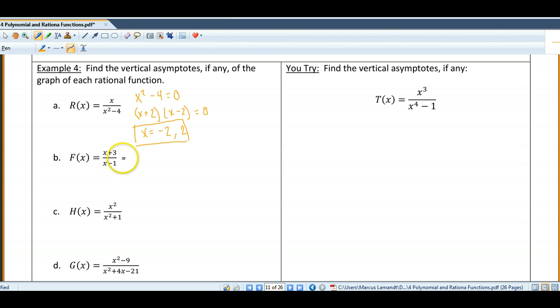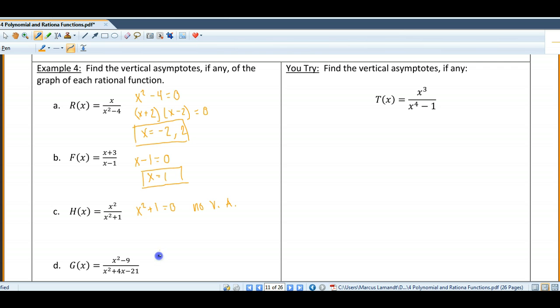Likewise, for this one, I've got x minus 1 equals 0. You add 1 to both sides. x equals 1. And that's how you do it. This one we already went over. This one cannot equal 0, so there's no vertical asymptotes.